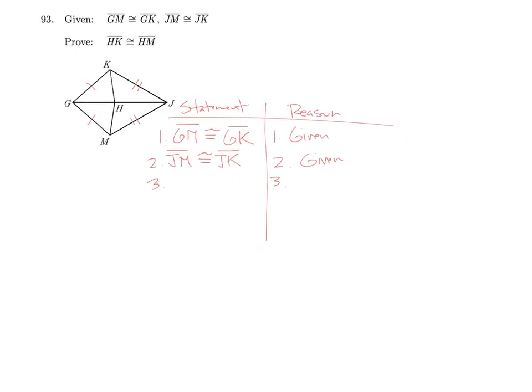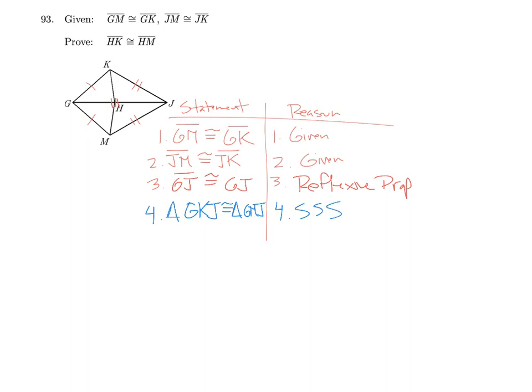Well, you know that GJ is congruent to GJ by reflexive property. I'm going to put it in between here. So you know that these two triangles are congruent then. I know that triangle GKJ is congruent to triangle GMJ, and that's by SSS. Now how does that help us?